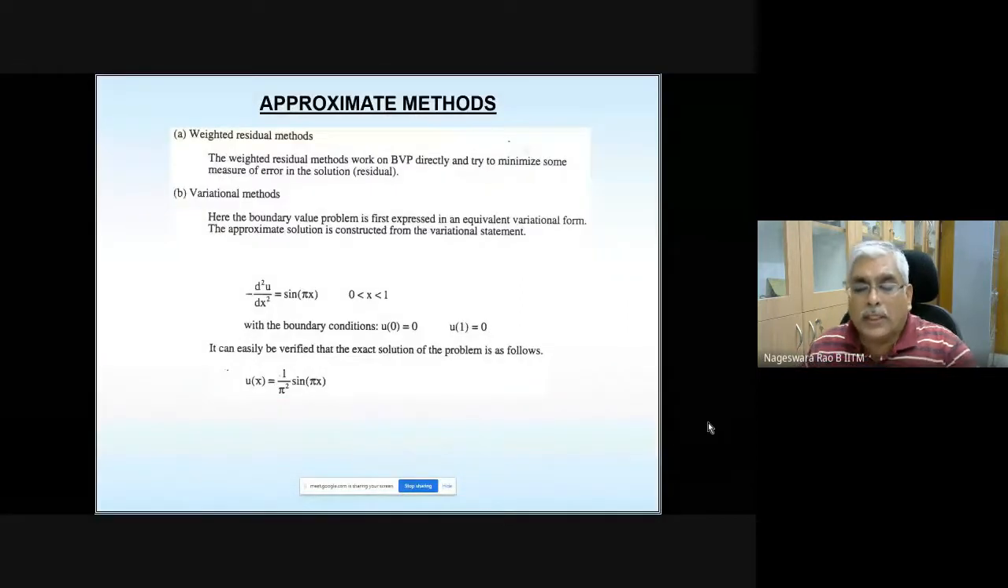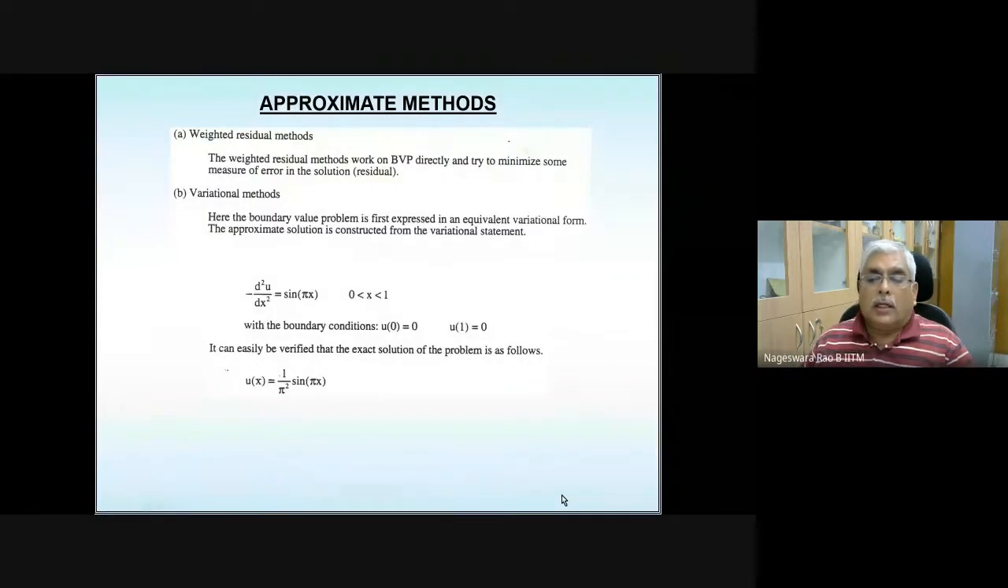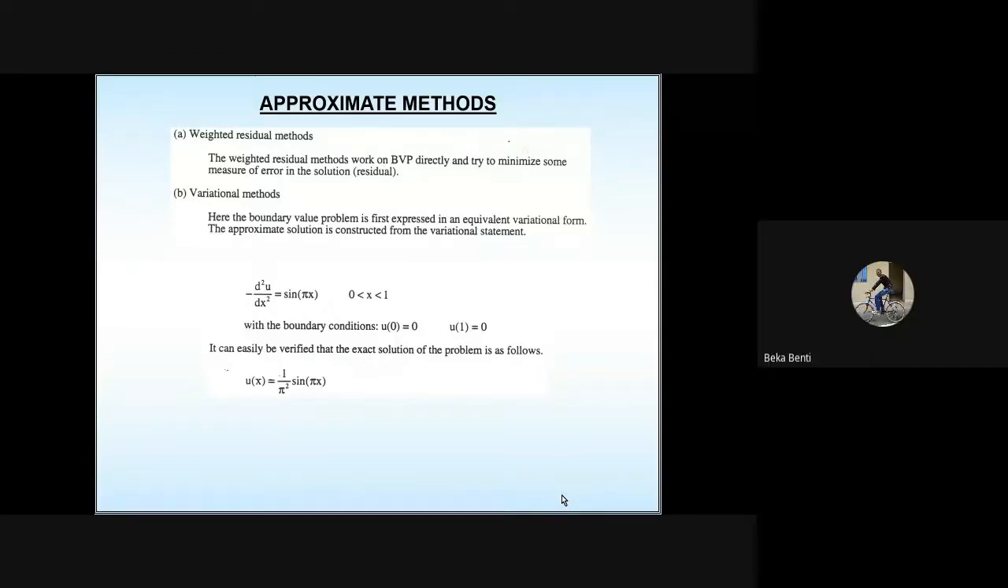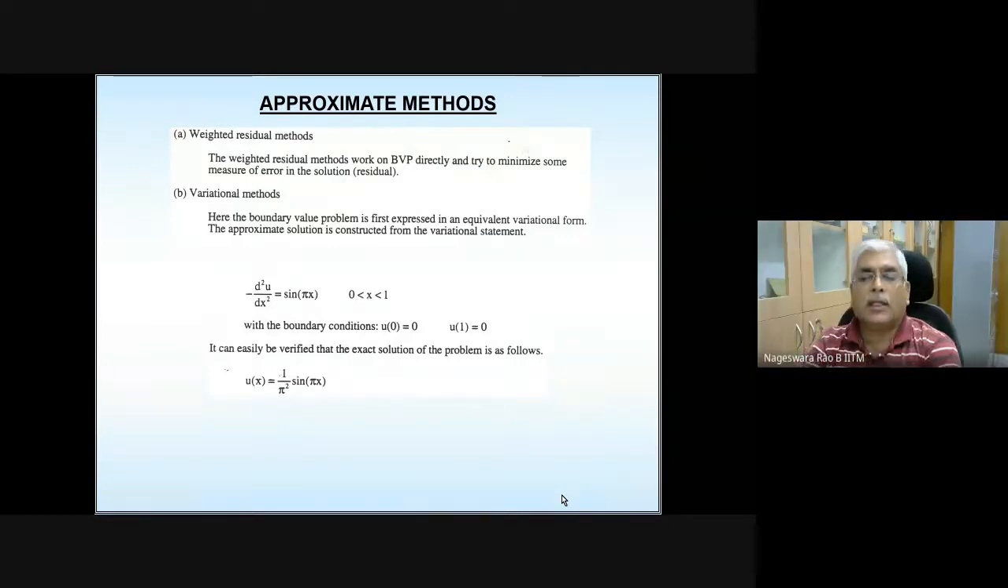Hope you are able to see this one. This finite element, tell me. As I emphasized in the last two classes, finite element, if you want to learn properly, you need to step back and look at approximate methods. Okay, so we are going to look at approximate methods in the next few classes.